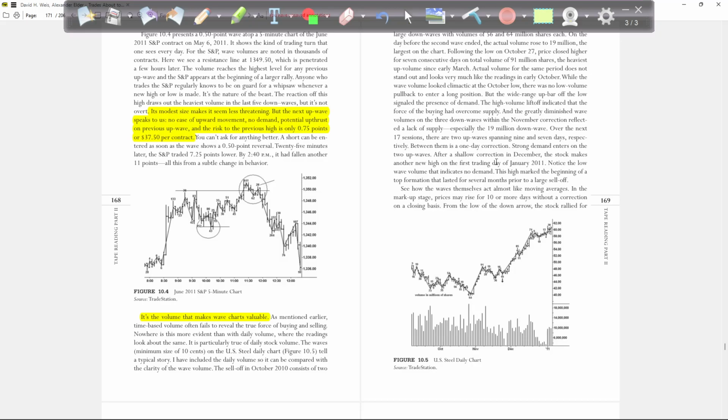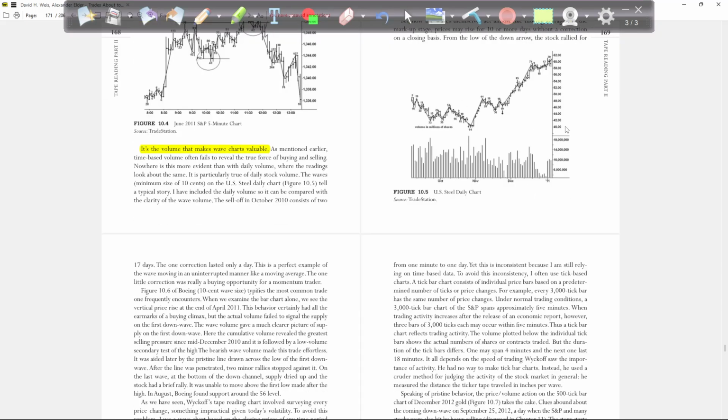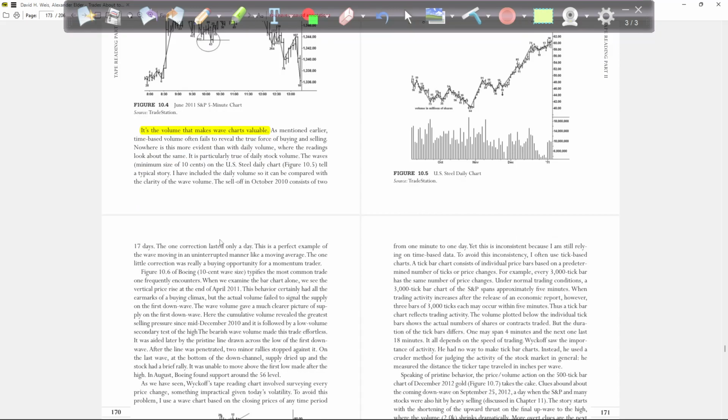Notice the low wave volume that indicates no demand. This high marked the beginning of a top formation that lasted for several months prior to a large sell-off. See how the waves themselves act almost like moving averages. In the markup stage, prices may rise for 10 or more days without a correction on a closing basis. From the low of the down arrow, the stock rallied for 17 days.